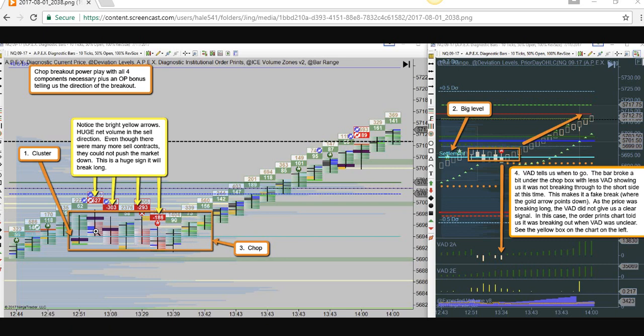Okay? It's that swimmer up against the side of the pool, just rocking back and forth, ready to push off from the side of the pool. But, so you got your 3 clusters. All right? Notice these arrows. What do we have? We have huge net volume.